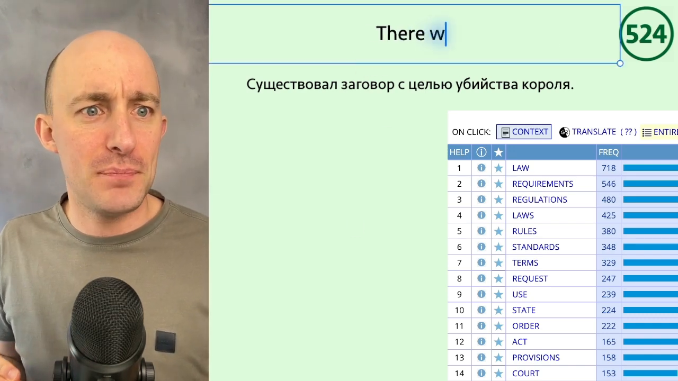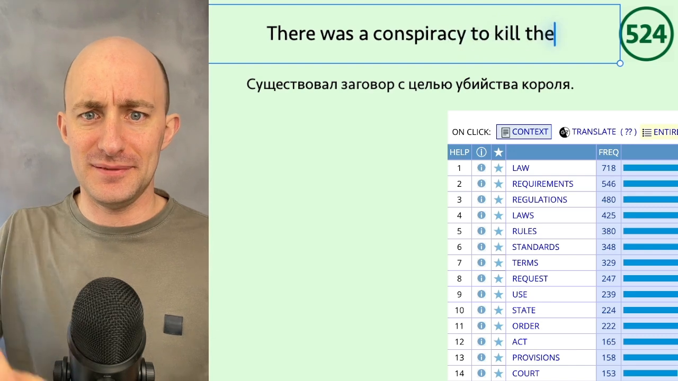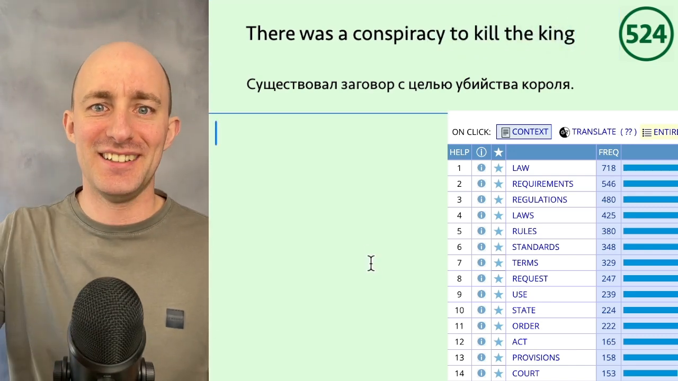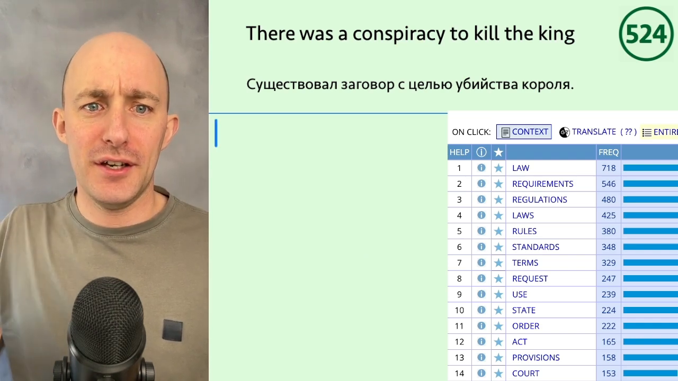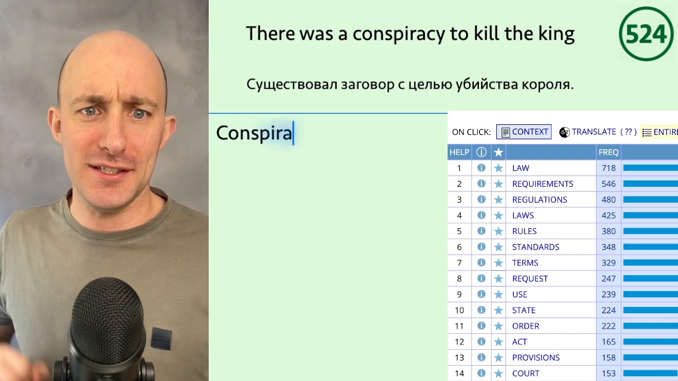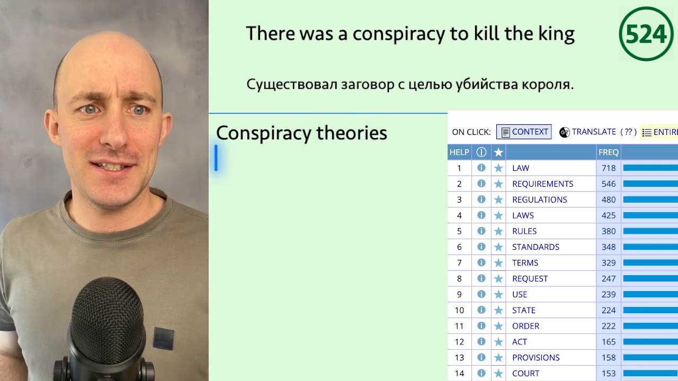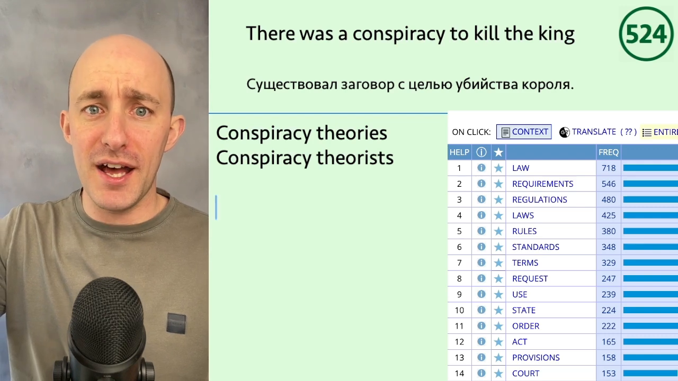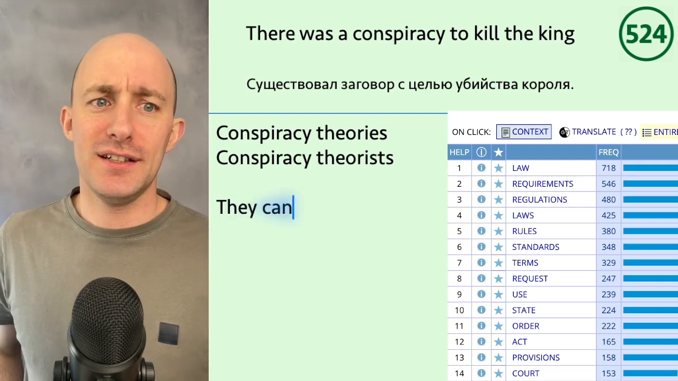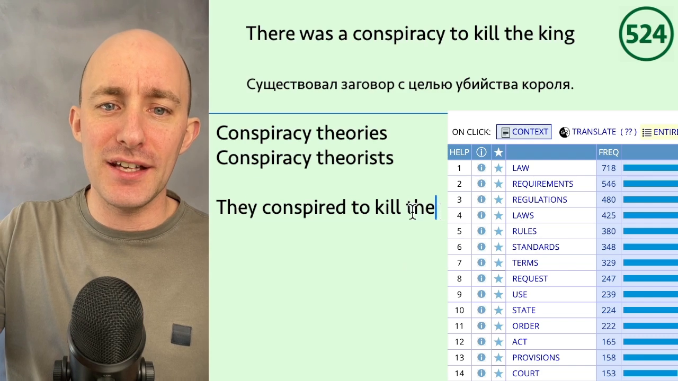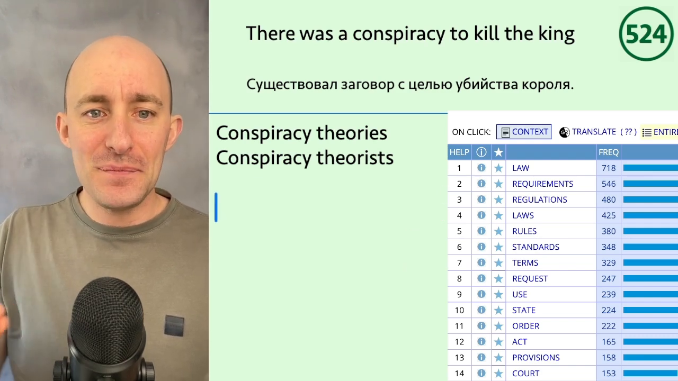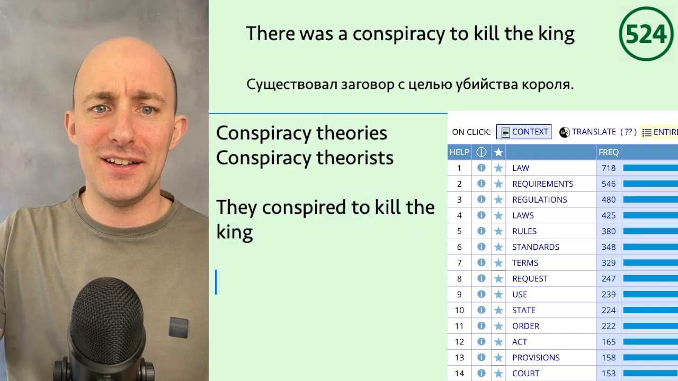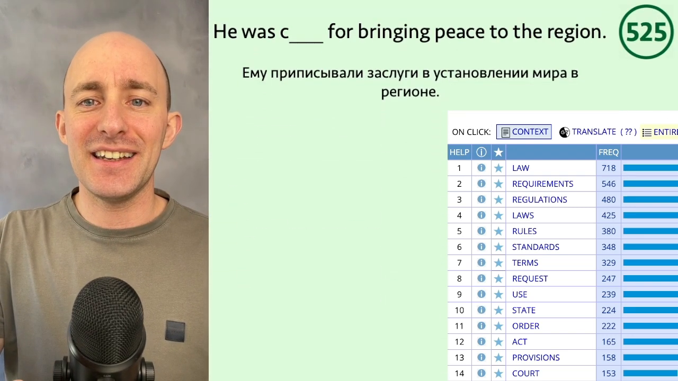There was a conspiracy to kill the king. Заговор. Conspiracy. We often talk about conspiracy theories and conspiracy theorists. And it comes from the verb conspire. They conspired to kill the king. Not inspired, yeah, there. Try again. They conspired to kill the king. There. To conspire. The next one.